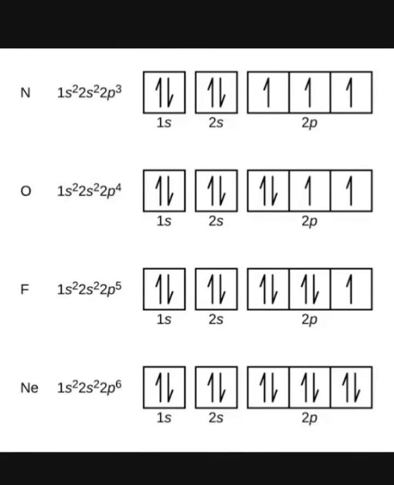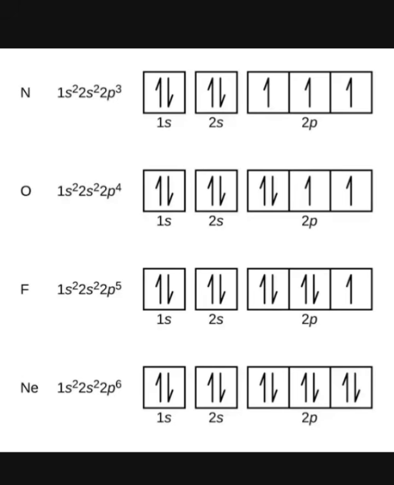Alright, you can see the electronic configuration of nitrogen, oxygen, fluorine, and neon. You can see the number of unpaired electrons in nitrogen, oxygen, fluorine, and neon. Typically, elements with unpaired electrons are said to be paramagnetic, while those with paired electrons all through are said to be diamagnetic. So you can take note of that.